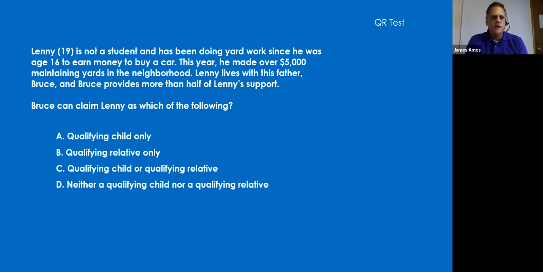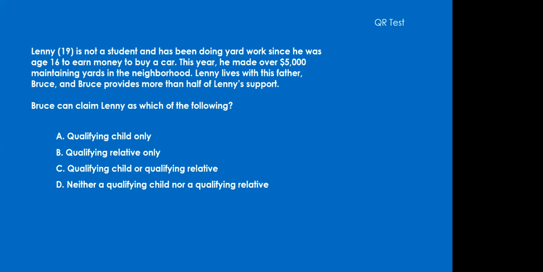Lenny is 19. He's not a student and has been doing yard work since he was age 16 to earn money to buy a car. This year, he made over $5,000 maintaining yards in the neighborhood. Lenny lives with his father, Bruce, and Bruce provides more than half of Lenny's support. Bruce can claim Lenny as which of the following? Neither a qualifying child nor a qualifying relative.